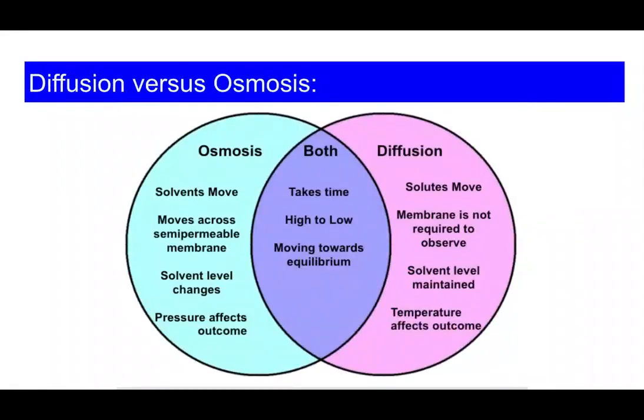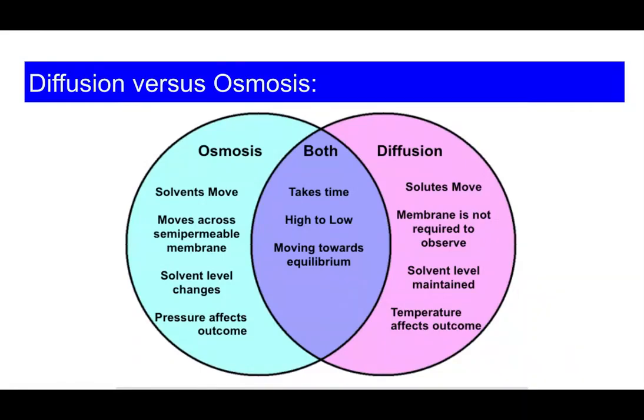So here's a quick little comparison Venn diagram. Both of them happen over time. They both move from a high concentration to a low concentration and move towards equilibrium. In diffusion, we're actually talking about the solutes moving. We don't necessarily have a membrane involved, though if we're talking about things diffusing across cell boundaries, then there is a membrane, the semi-permeable membrane of our phospholipid bilayer. The solvent level stays the same. So the water, for instance, isn't going to change inside one of them necessarily. And temperature will largely impact the speed of diffusion.